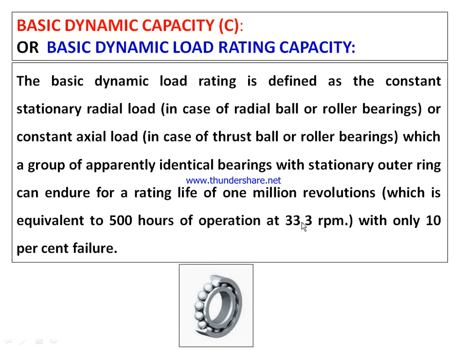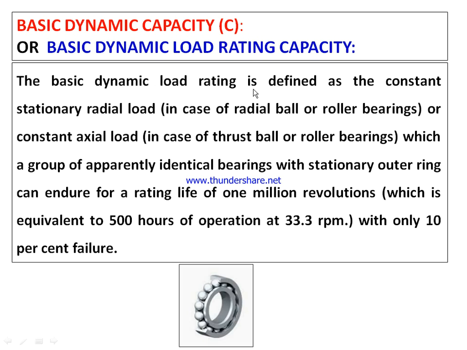The second important parameter that is used to describe the capacity of a rolling element bearing is the basic dynamic capacity denoted by capital C. It is also called the basic dynamic load rating. So dynamic means it is not stationary, it is rotating. Earlier it was static, stationary. Here it is dynamic, moving, rotating. So how is it defined? What is the basic dynamic capacity of a rolling element bearing?